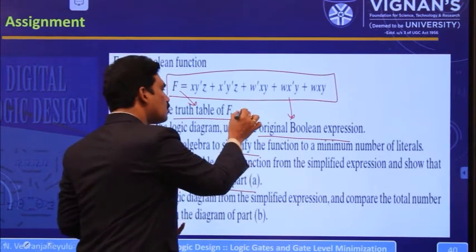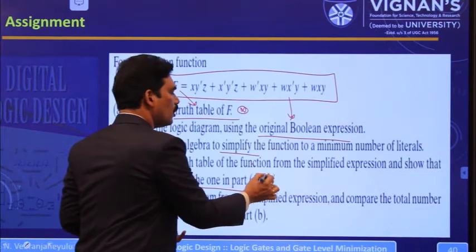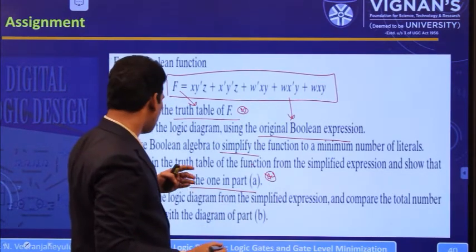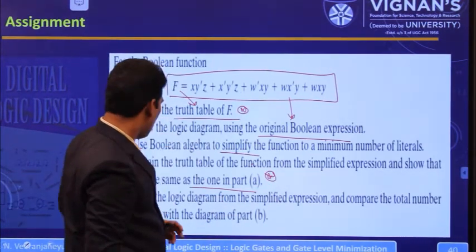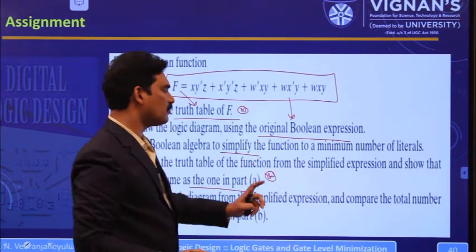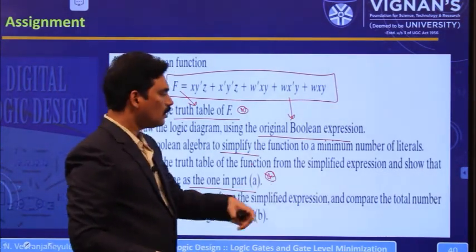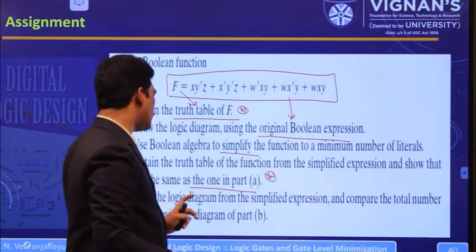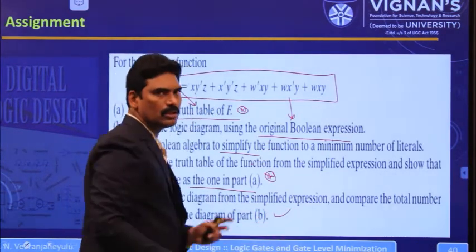So you have to show whether this truth table is equal to that truth table or not. And the last one is draw the logic diagram for the simplified expression, and compare the total number of gates with the diagram from part B. So you do this one.